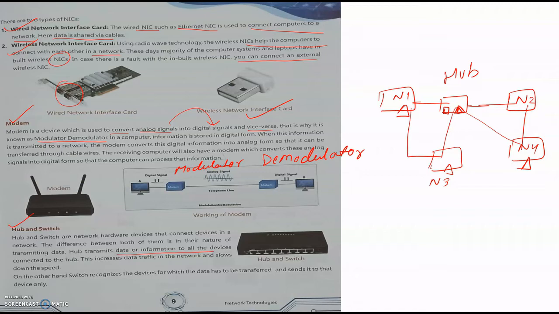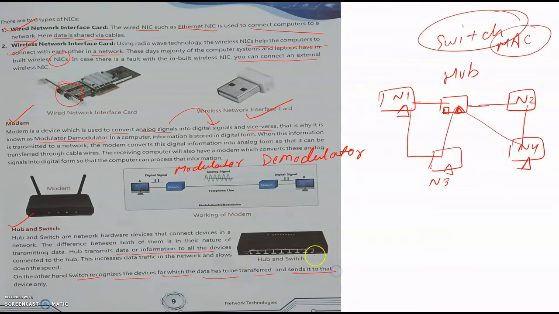But if you are using a switch in place of a hub, the switch is a smart device. Switch holds the MAC address of the receiving device, to whom you want to send the data. It accesses the MAC address and sends the particular data to a particular computer, not to all. So the switch recognizes the device for which the data has to be transferred and sends it only to the one to whom the user wants to send the data. So that is the difference between the hub and switch.